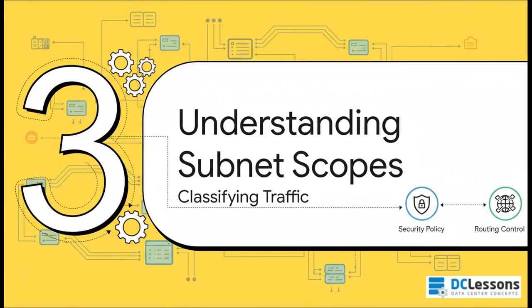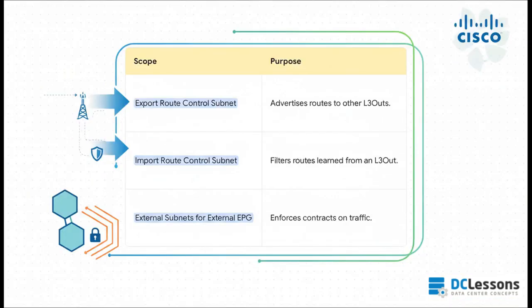Is it for security policies? Getting this classification right is everything, and getting it wrong is probably the number one mistake people make. This table lays it all out pretty clearly. First, you've got export route control subnet. That's what we've been talking about. It tells ACI, advertise this route out.